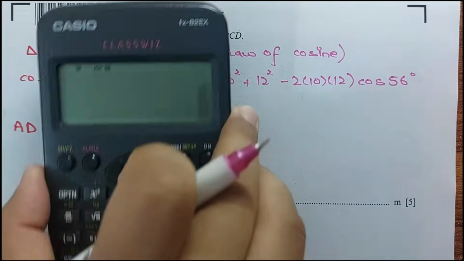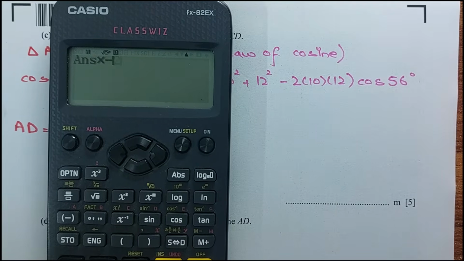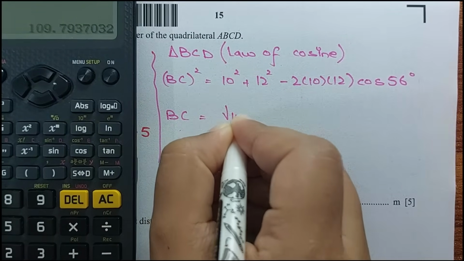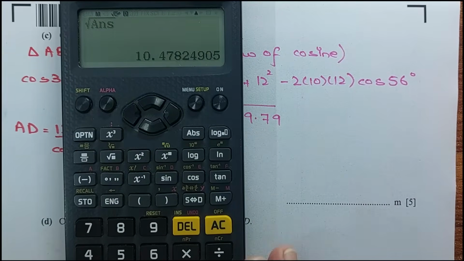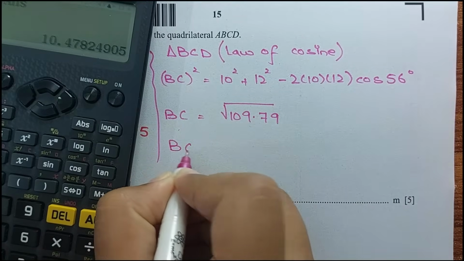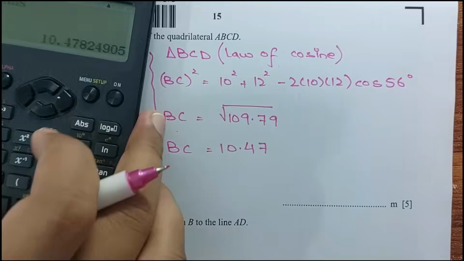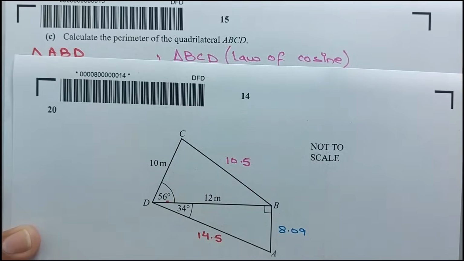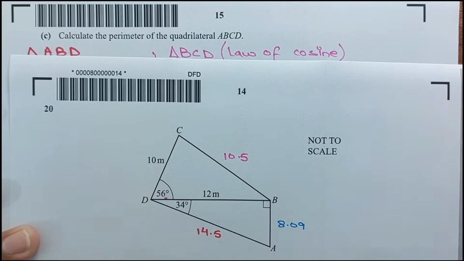Okay, let me figure out cos 56 times 12 times 10 times minus 2, then add 12 squared and 10 squared. Now BC is the square root of 109.79. The square root of that is 10.47. So BC is 10.47, or we can round it to 10.5 meters. Okay, now we can easily get the perimeter of the quadrilateral by the sum of all four sides.